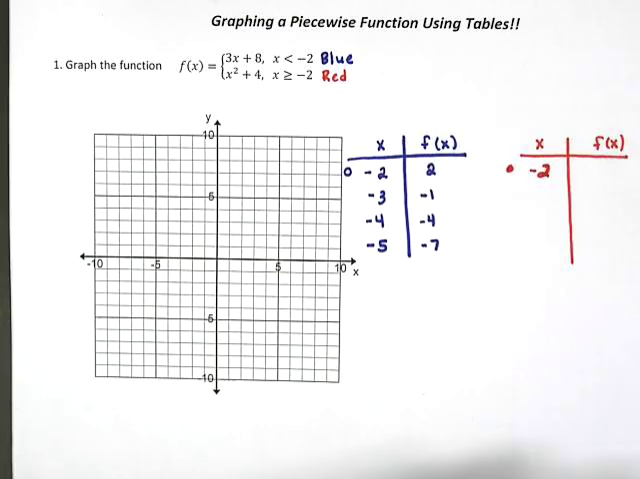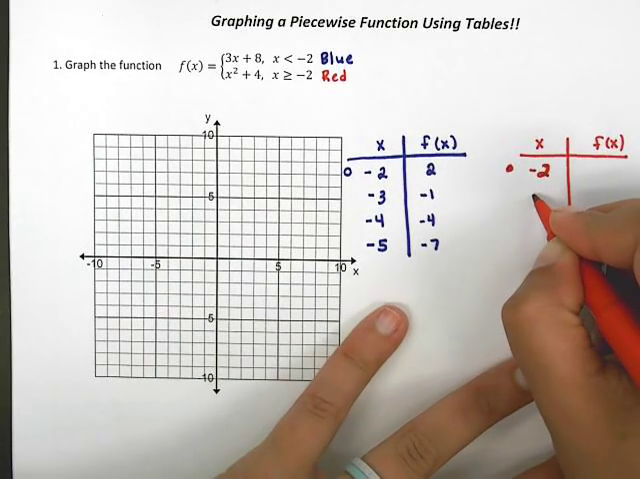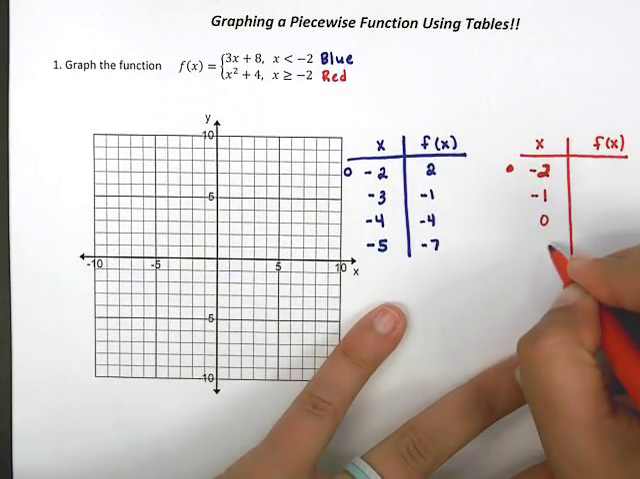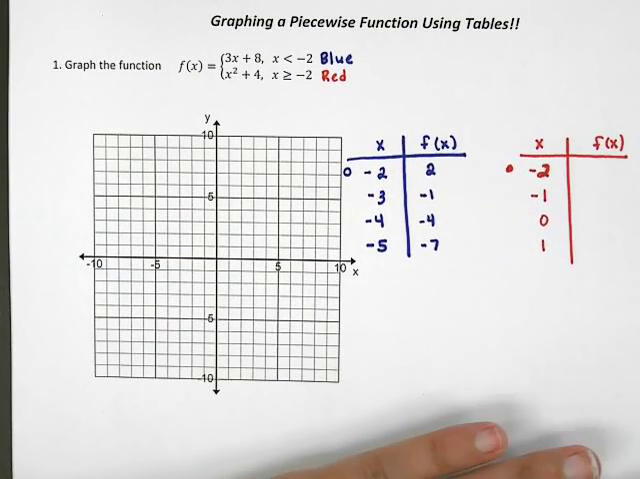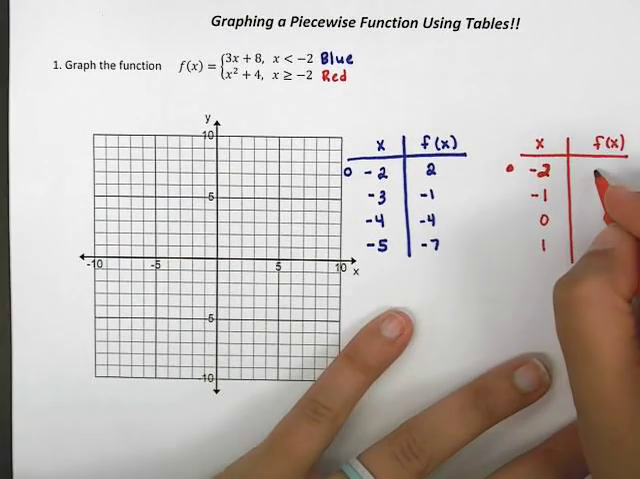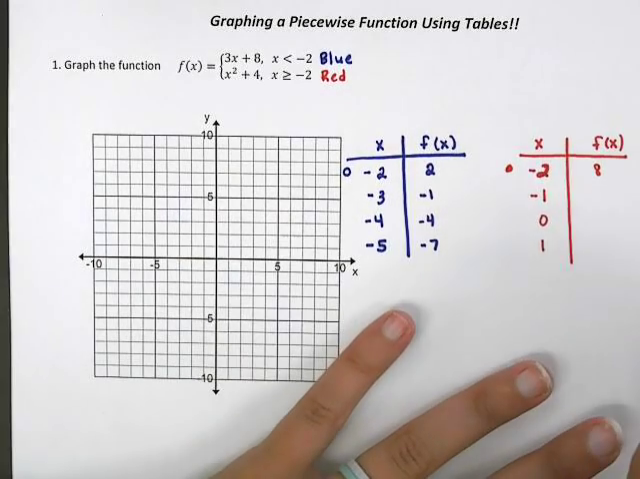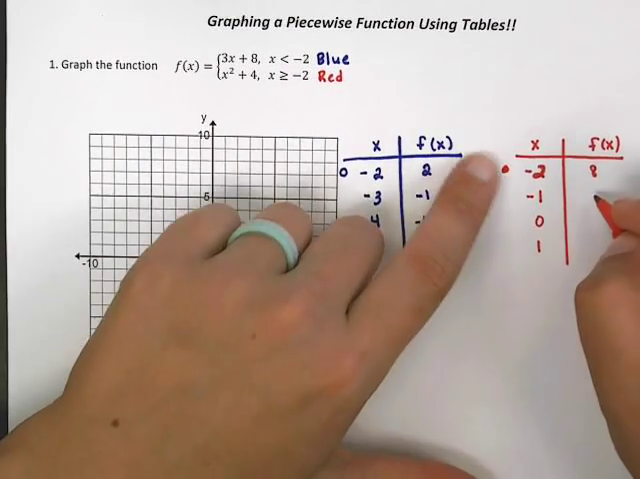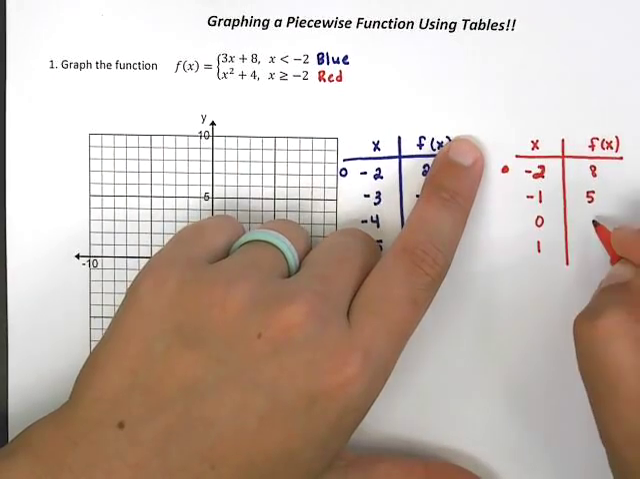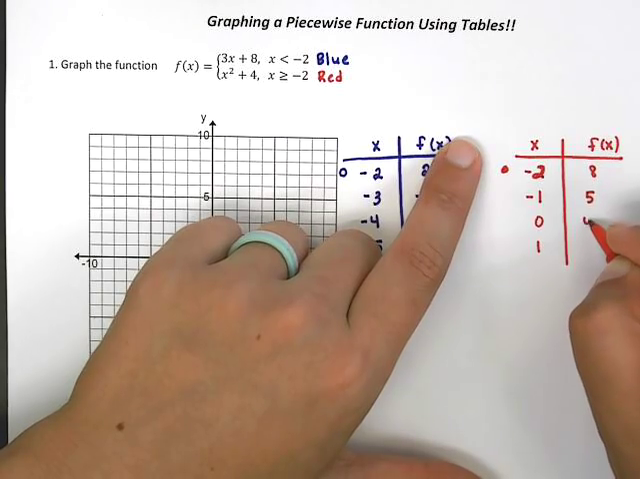Now numbers that are bigger than -2 would be numbers like -1, 0, and 1. If I plug those numbers into my function, I get -2 squared, which is +4, plus 4, which is 8. -1 squared, which is +1, plus 4, which is 5. 0 squared, which is 0, plus 4, which is 4.